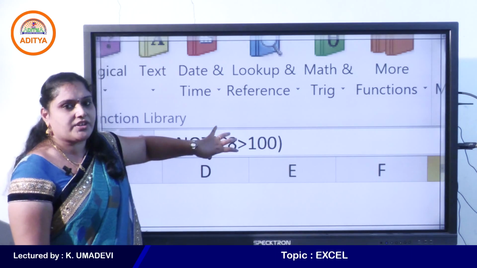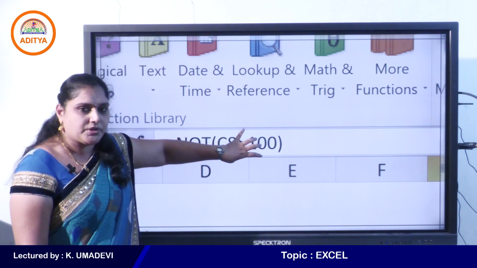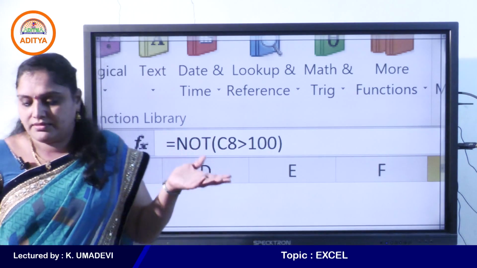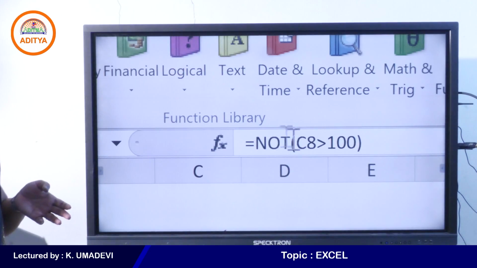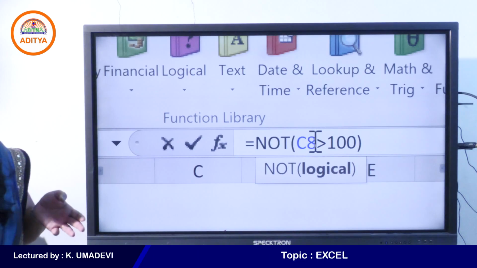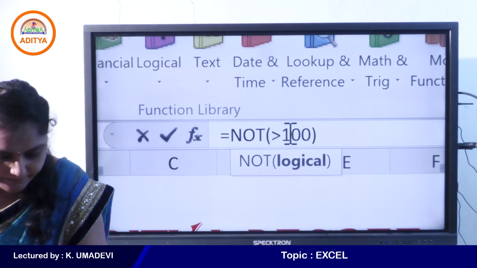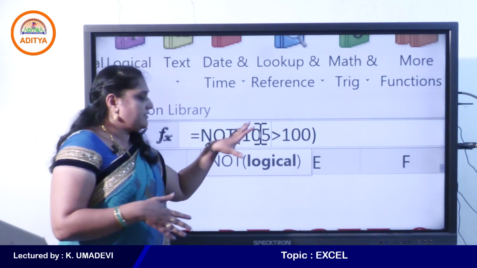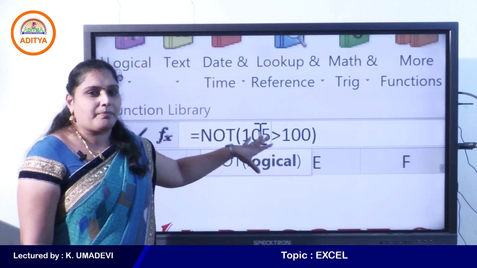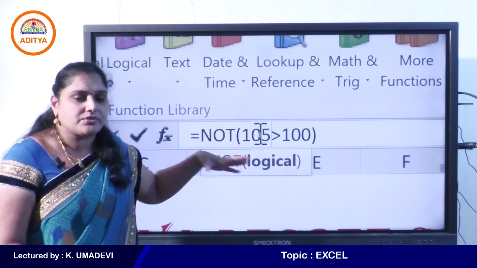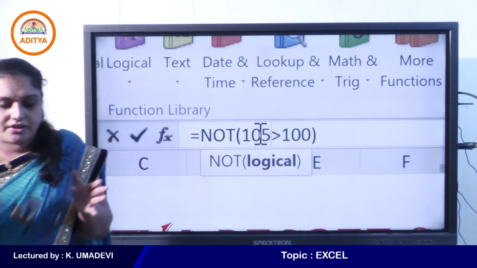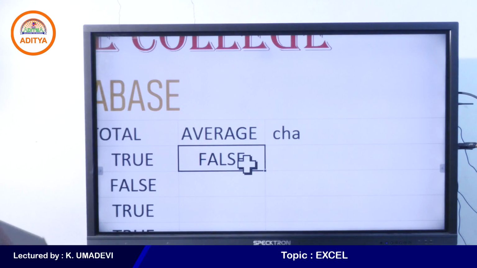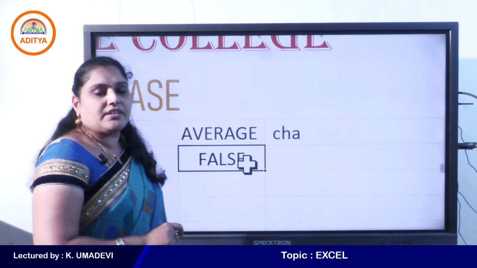Now what is the use of the NOT function? If the condition is true, this function returns false. For example, I will just change it to 105. Of course 105 is greater than 100. That means this is true. But if the condition is true, the NOT function returns false. Now the result is false, right? Clear? Clear, students?